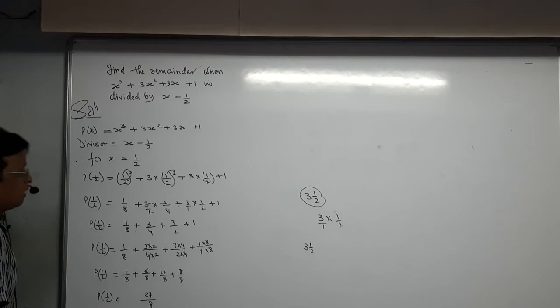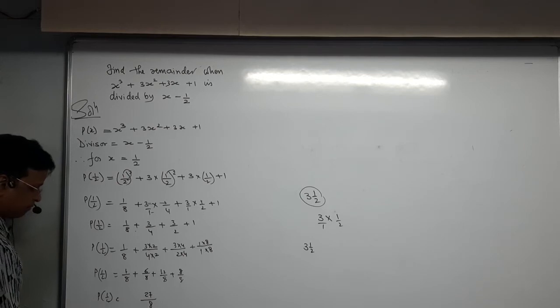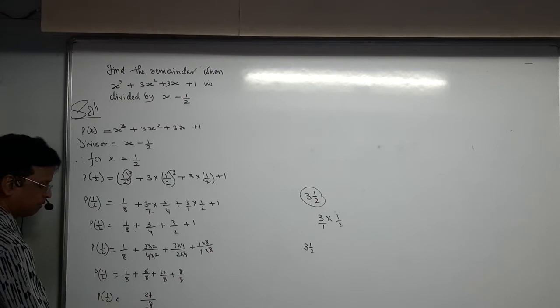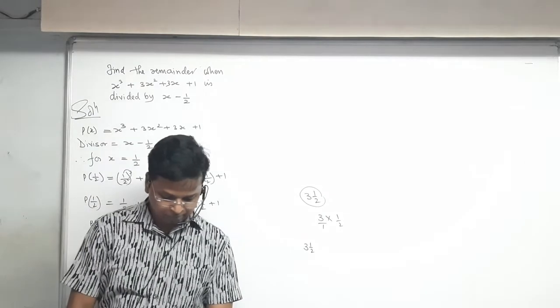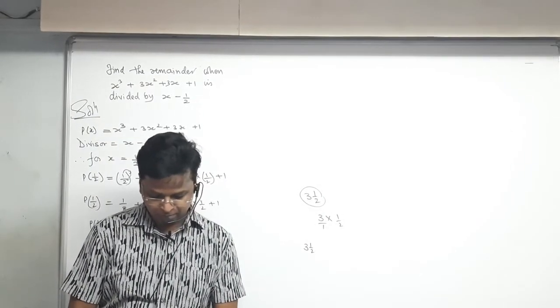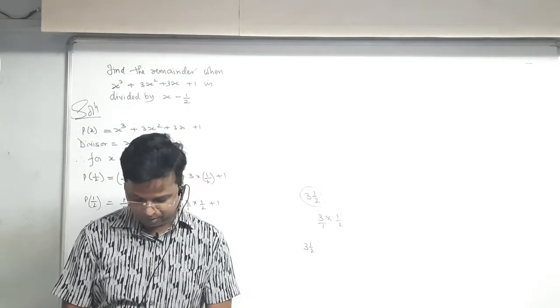Now you will tell this is the remainder. What they have asked you to find is the remainder. By remainder theorem, remainder is equal to 27 upon 8. Understood? Let me check the answer.